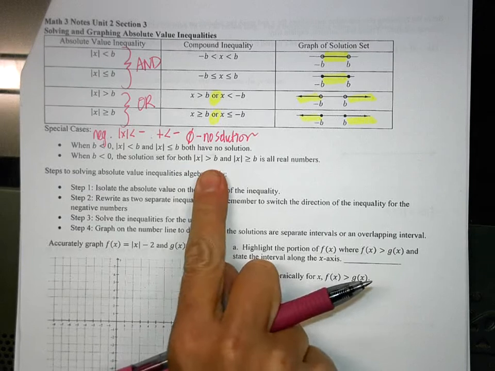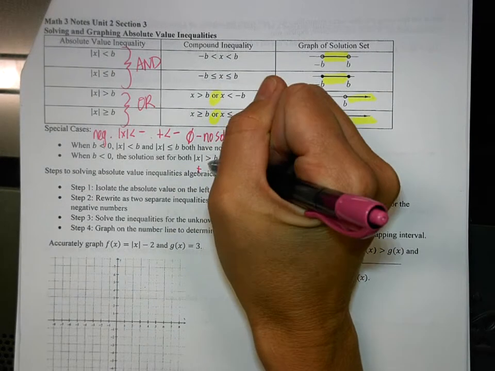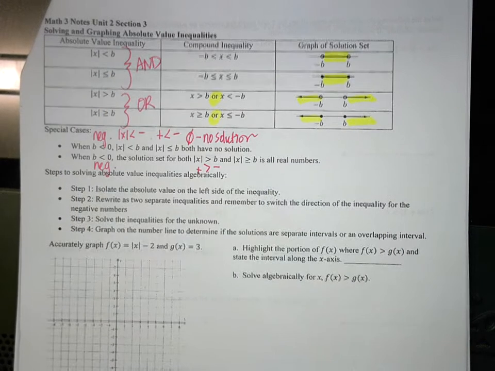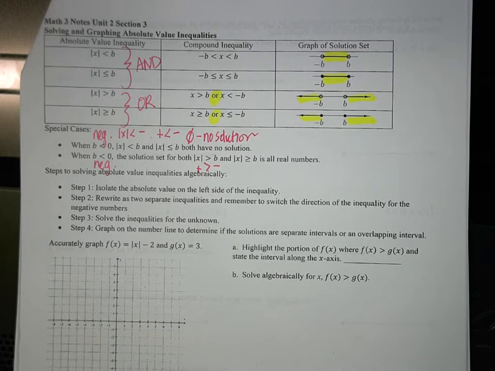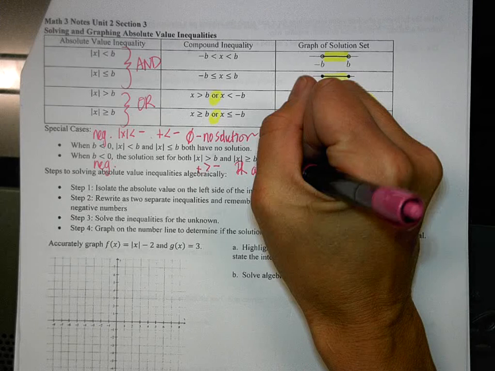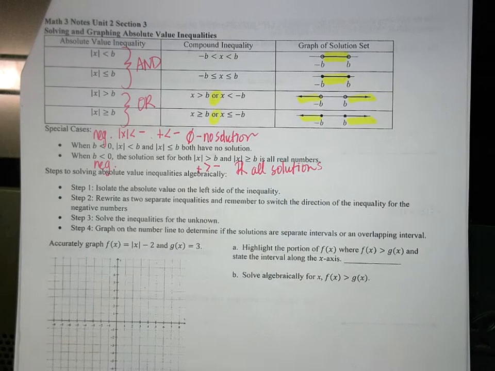On this one down here, it's just saying that the absolute value will always give you a positive greater than a negative. Because again, they're talking about when b is less than 0, which is a negative number. Is a positive greater than a negative? So that's where it is all reals, or all solutions. All real solutions.